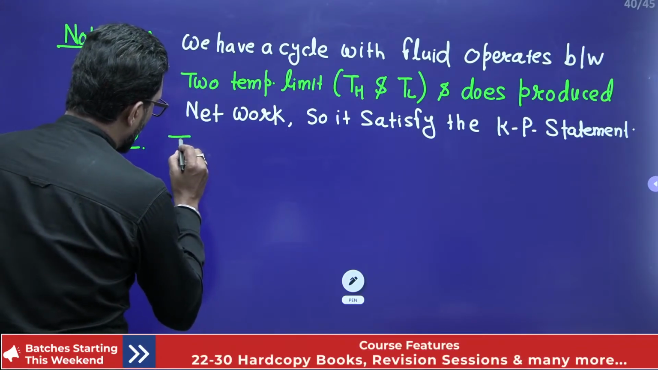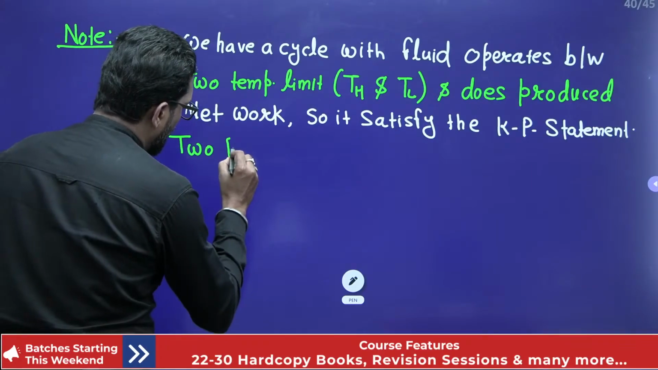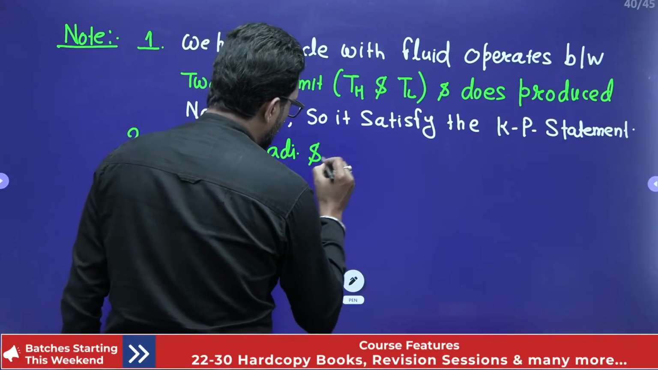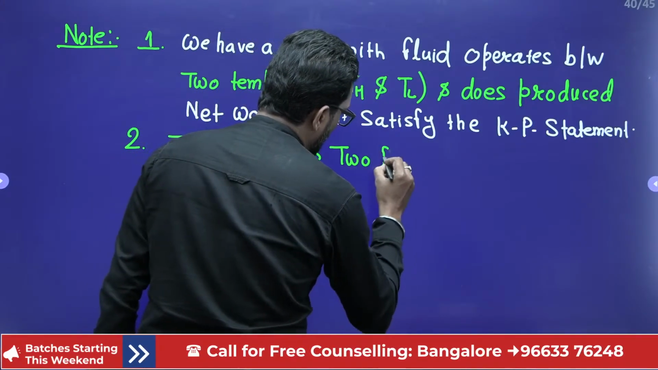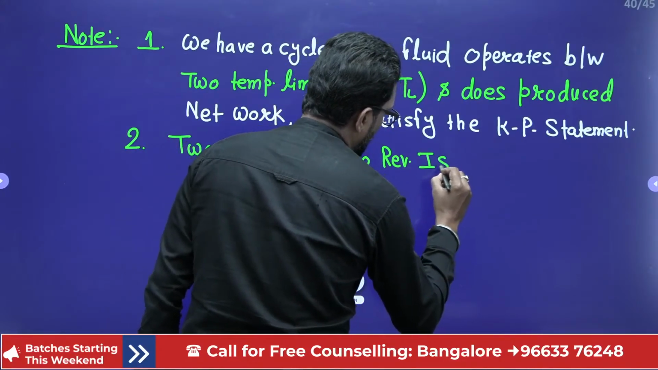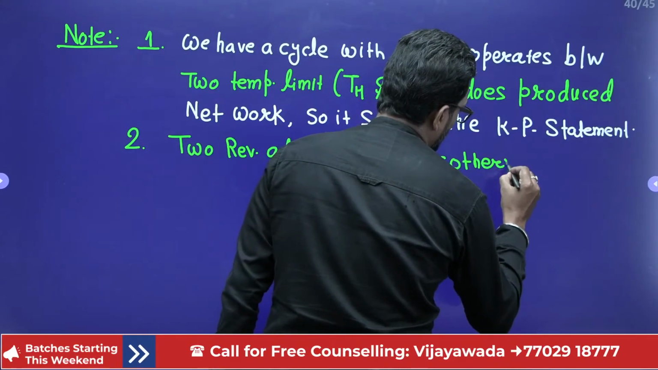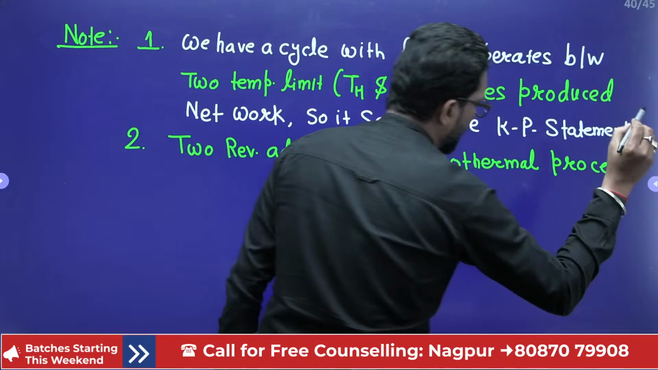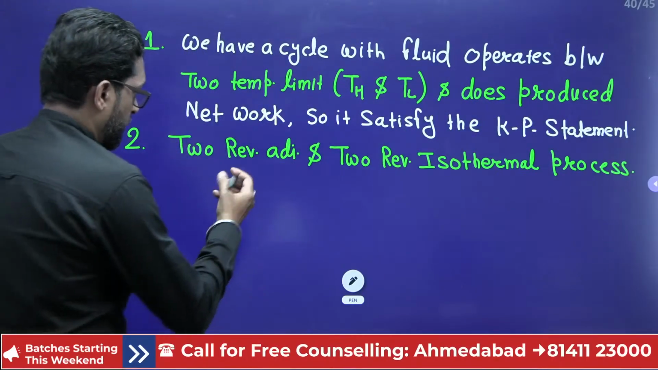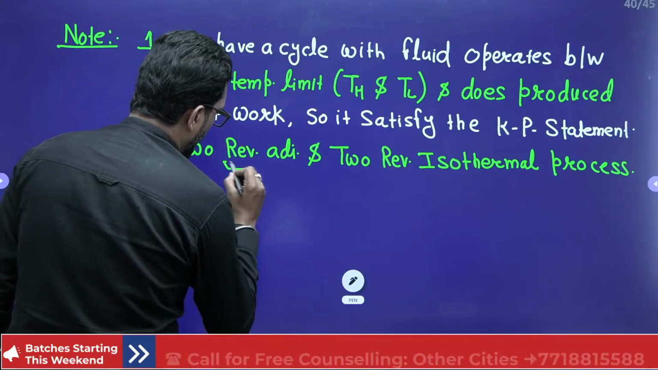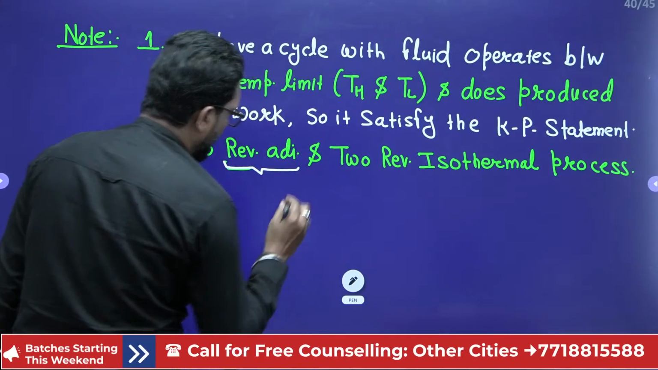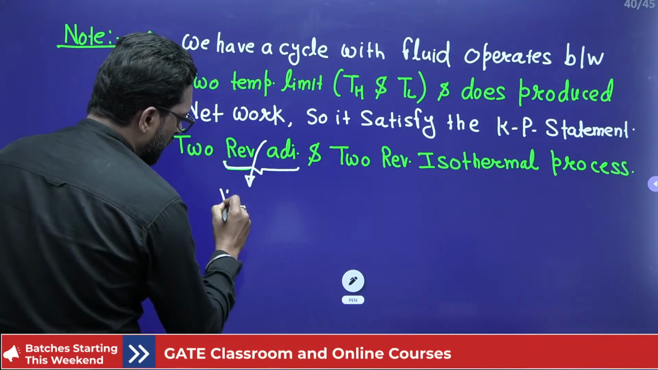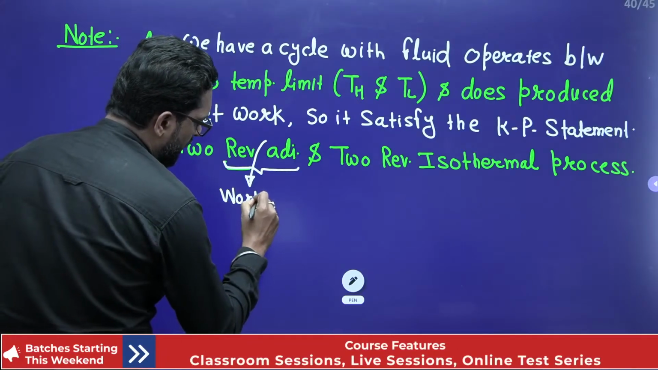Two reversible adiabatic processes and two reversible isothermal processes. See, my dear, what do you have in the reversible adiabatic process? In this process, there is work transfer. Yes or not? Work transfer. Okay.